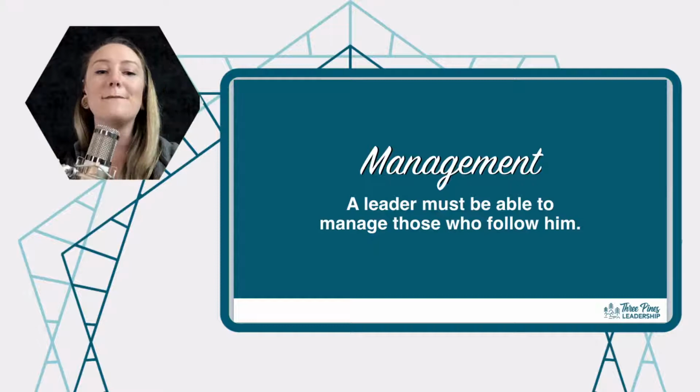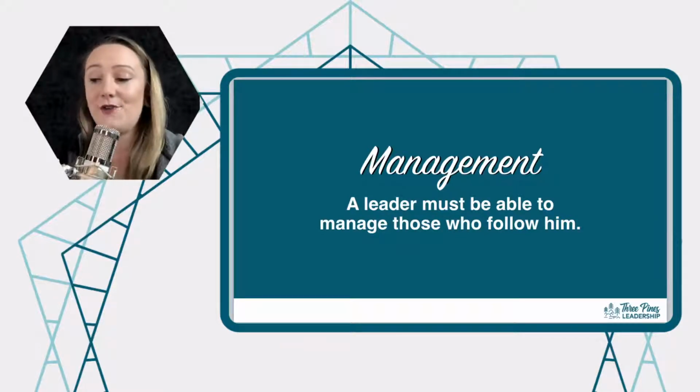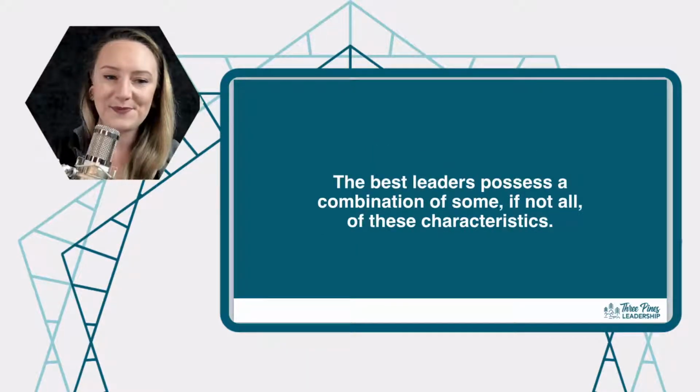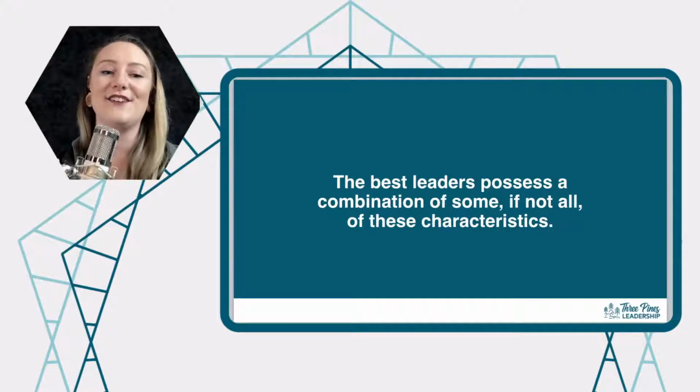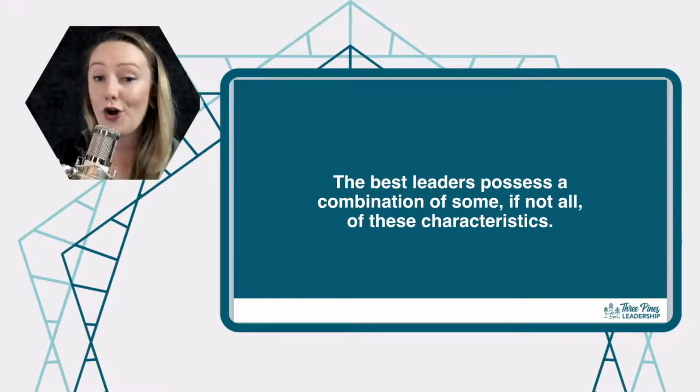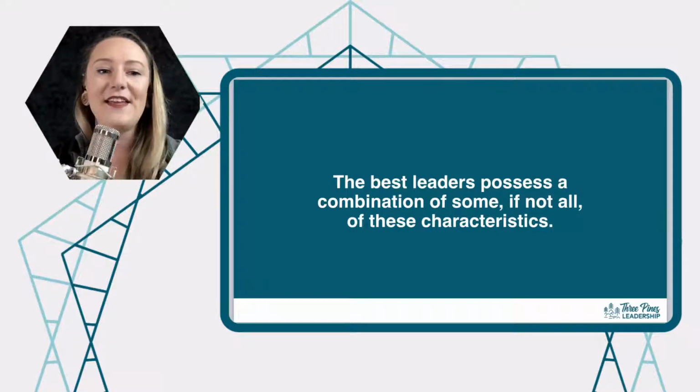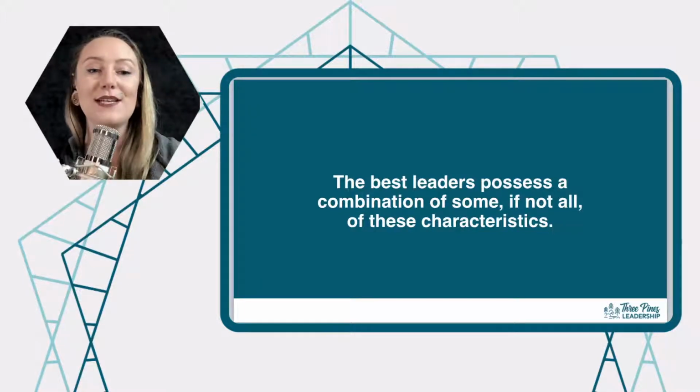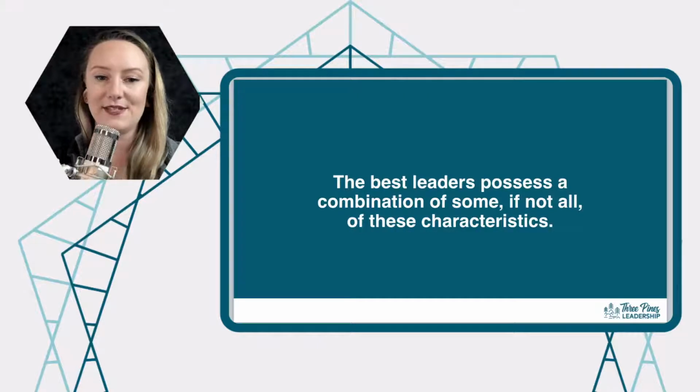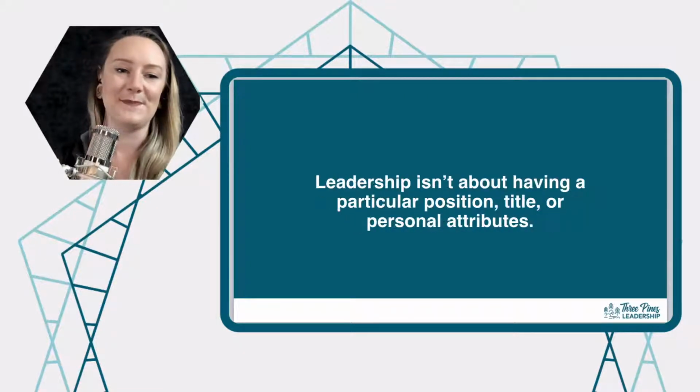A leader must be able to manage those who follow him. Pretty simple. None of these characteristics on their own makes for a good leader. The best leaders possess a combination of some, if not all, of these characteristics. They are able to be both creative and demanding at the same time, and they can manage effectively while also expressing empathy for their team members. They can provide vision while serving their followers at the same time.